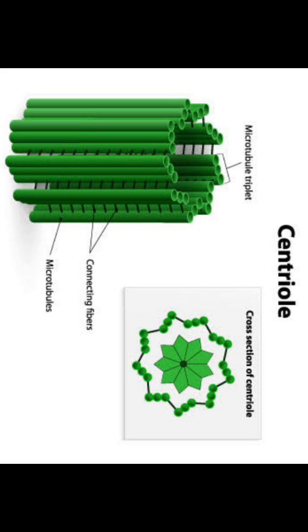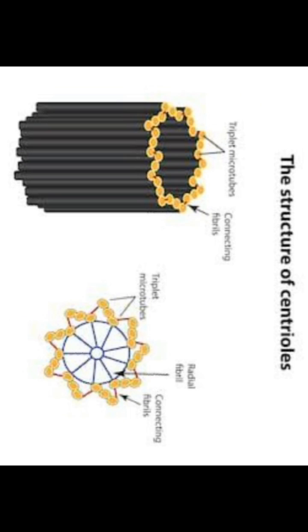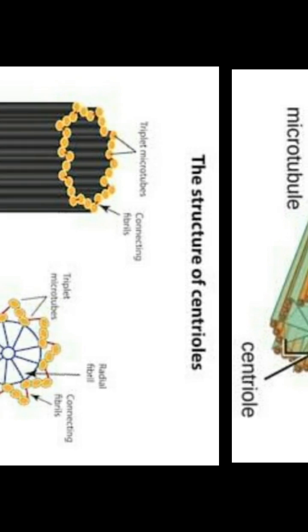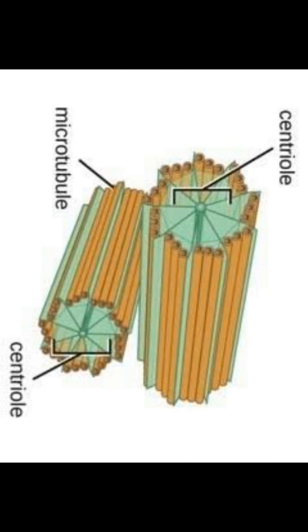Next, one more point. Each peripheral fibril is a triplet, as we discussed just now. You can see on the screen very clearly, the adjacent triplets are also linked. So the 9 triplets are also interconnected with each other. You can see this very clearly in this diagram.